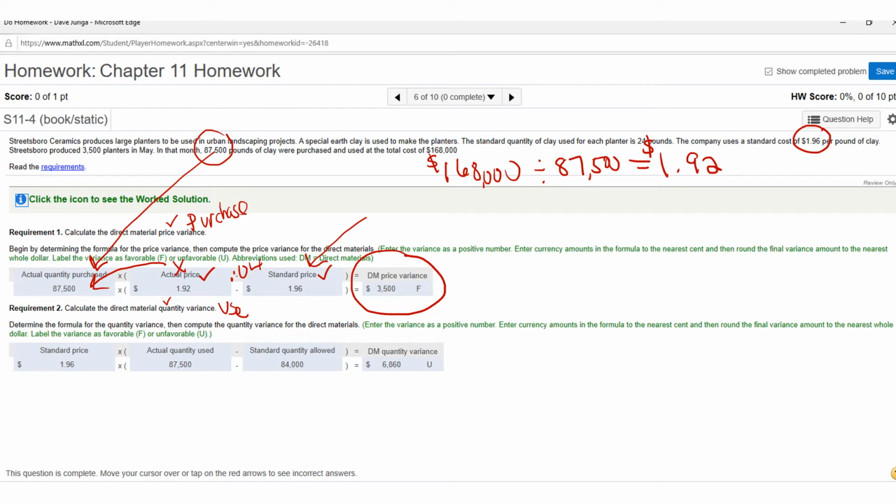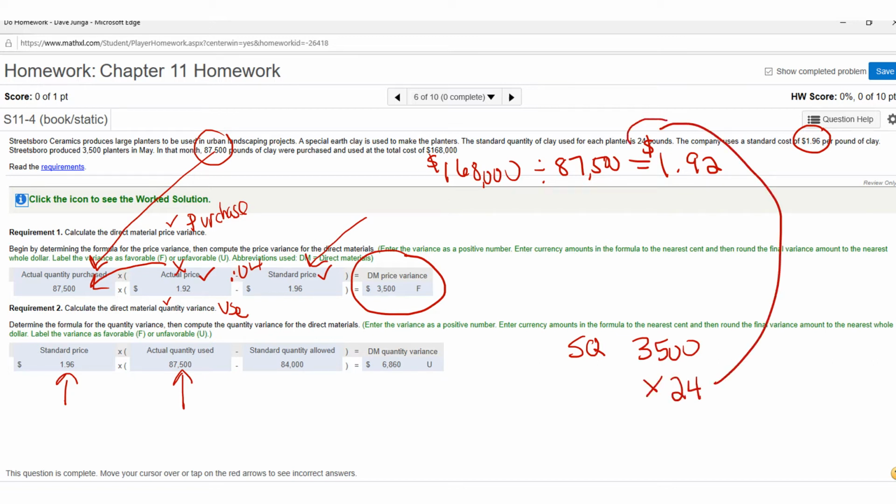Now, on the quantity variance, you would use the standard price again, so that's given, $1.96. And in this one, you're going to compare what you used to what you should have used, kind of like the flexible budget in Chapter 10. So the problem says they purchased and used 87,500, and I often call this the SQ, the standard quantity. What you do is you take what they produced, which is 3,500 planters, and multiply that by 24. 24 is the number they would have gotten right up here. That's the standard quantity for each planter.